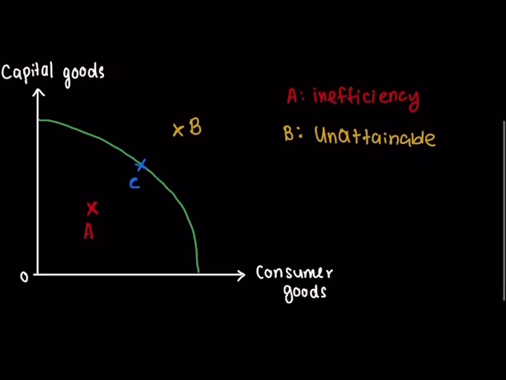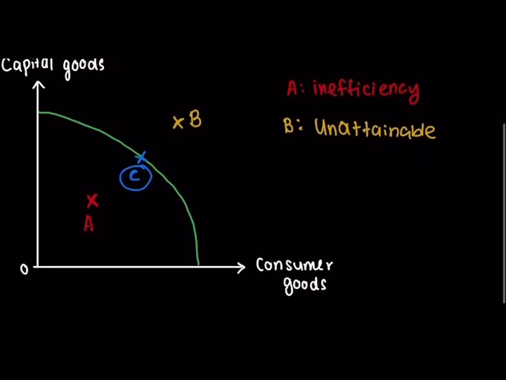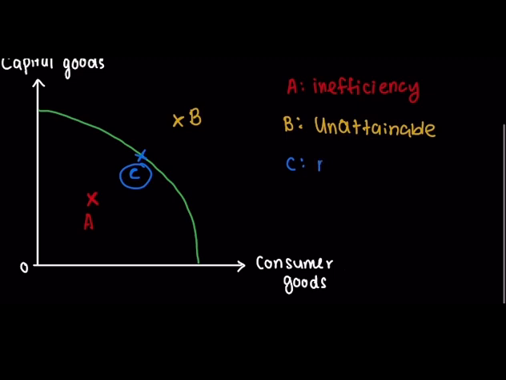Finally, let's talk about point C. Point C just means that maximum output is produced. This could be at any point on the PPC curve, but it has to be on the line itself. So maximum output using all the resources and technology is produced.